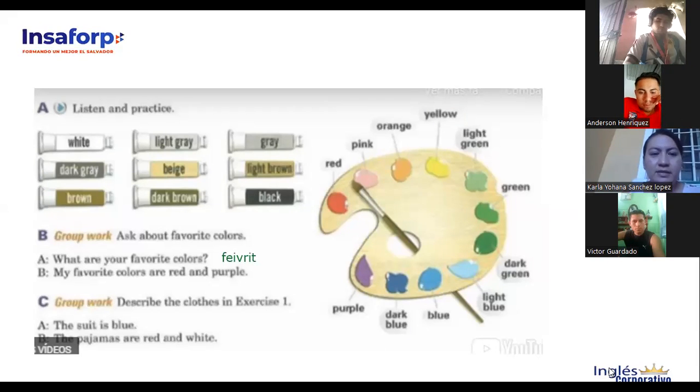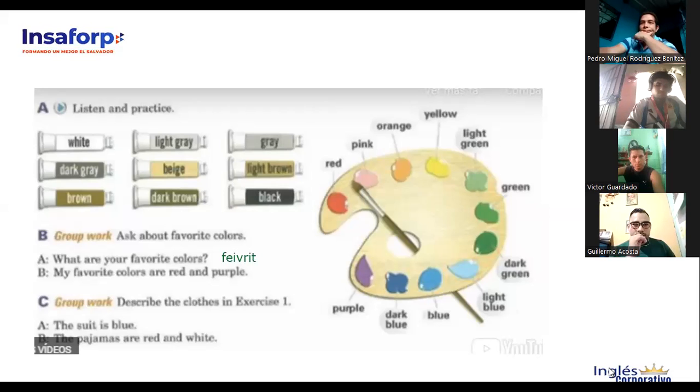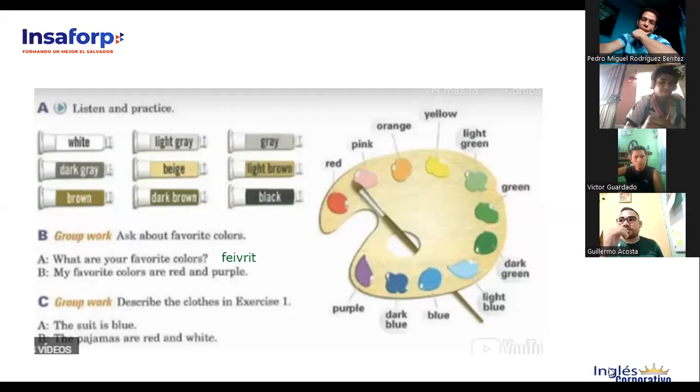Present. Thank you, Carla. What are your favorite colors? My favorite color, beige and red. Nice combination, beige and red. Okay. Noé Figueroa. Norma Cervellón. Oscar René. Pedro Miguel.